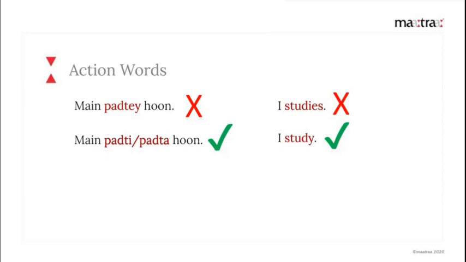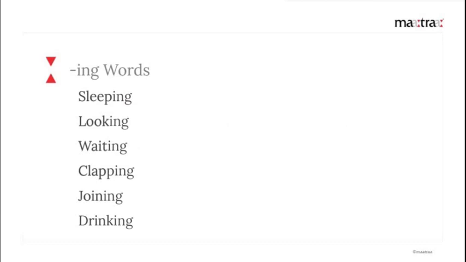Today, we're going to do another kind of commonly used action word. ING words. This is also another kind of action word. Sleeping, looking, waiting, clapping, joining, drinking. Right? So let's watch a video on this.